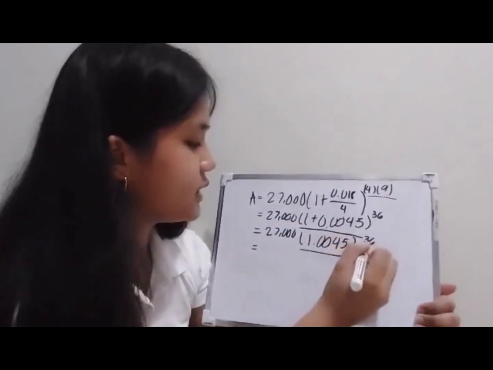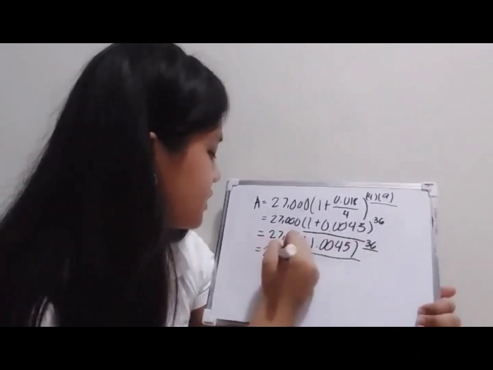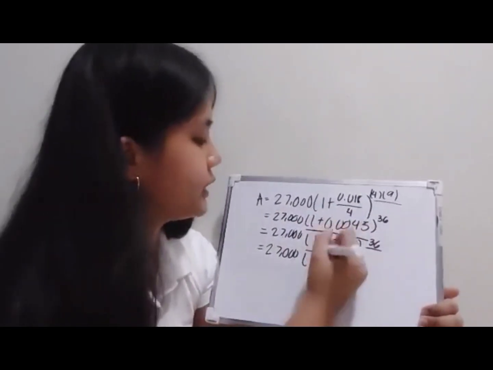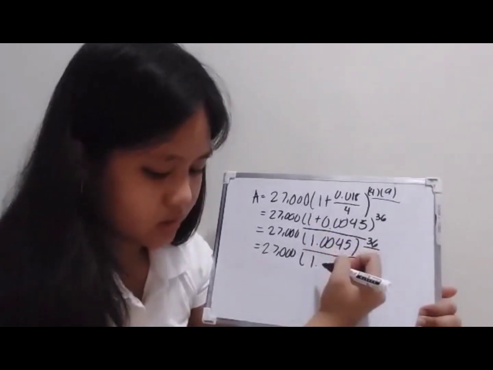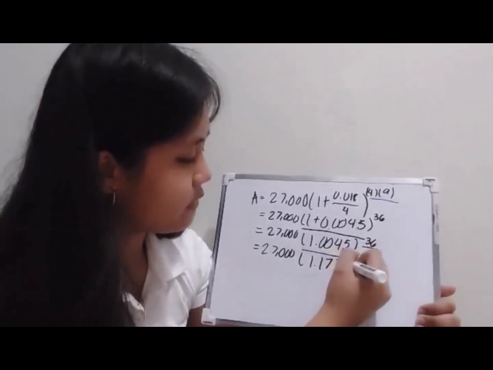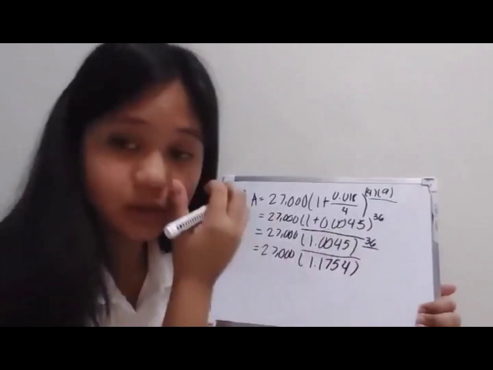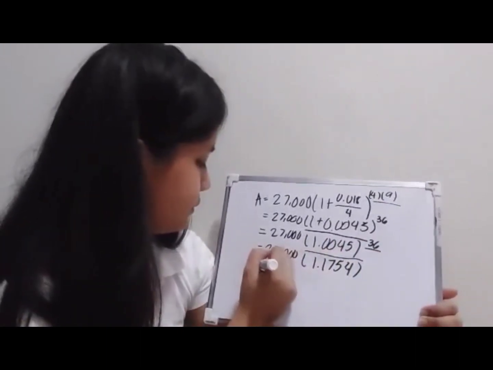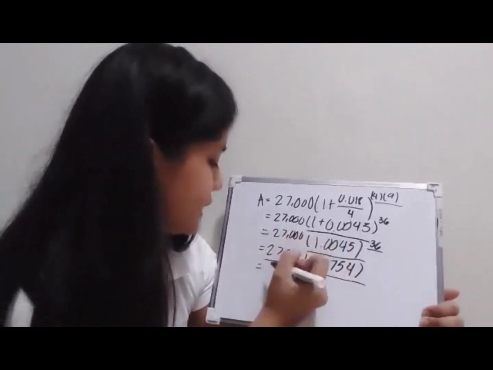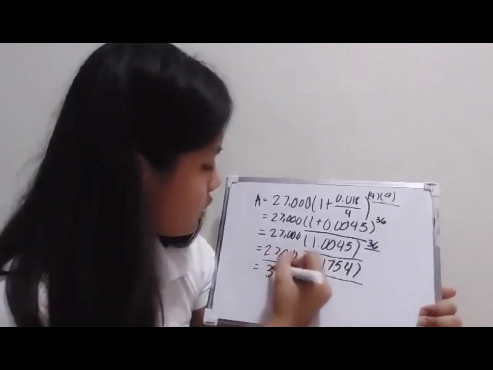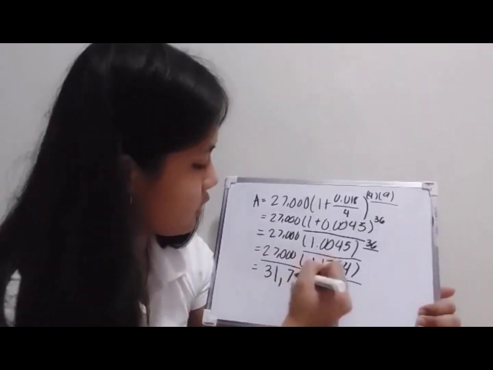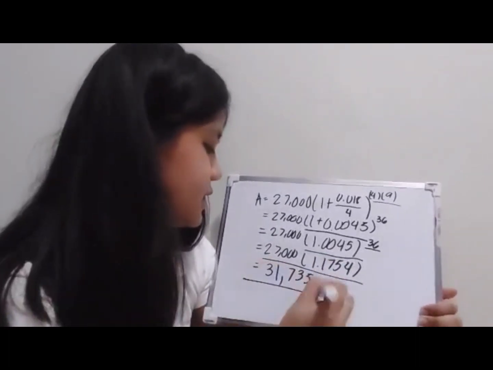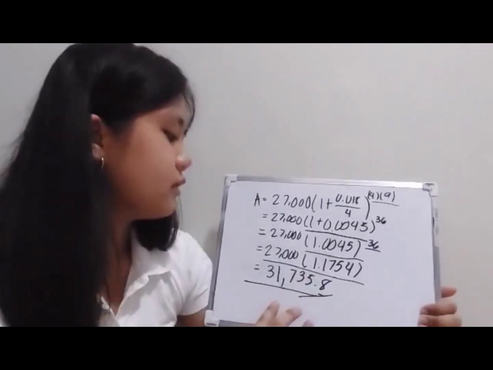Now we will just raise this to 36, which is 27,000 times 1.1754. You can use your calculator in solving for this. Now we will just multiply this, and we will get 31,735.8. This is our final answer or final amount.